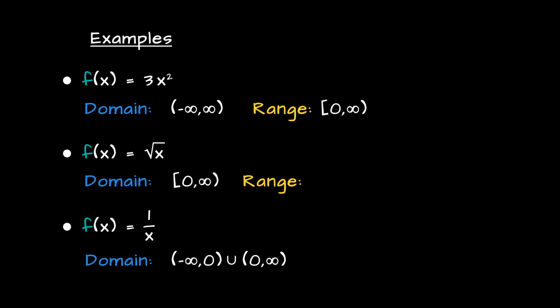Let's think about the possible values of radical x next. By definition, radical x will always be greater than or equal to 0. And if you think about it a bit, you should realize that it can actually be any number that is greater than or equal to 0. Indeed, the square root of a number can be arbitrarily large. So the range here would also be the set of all numbers that are greater than or equal to 0.